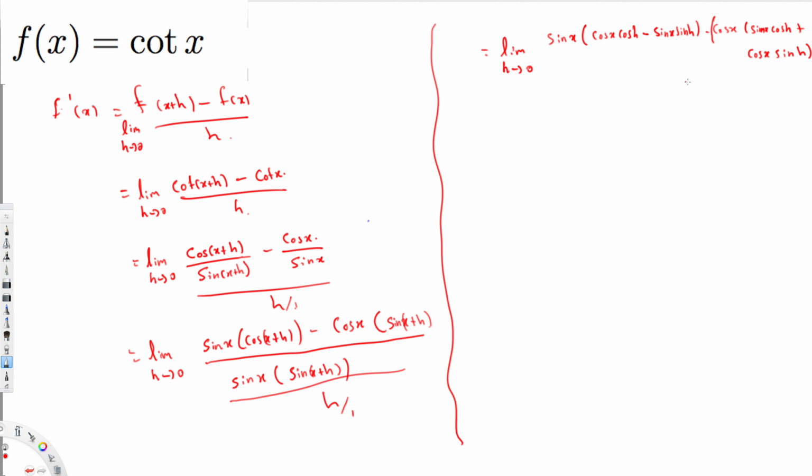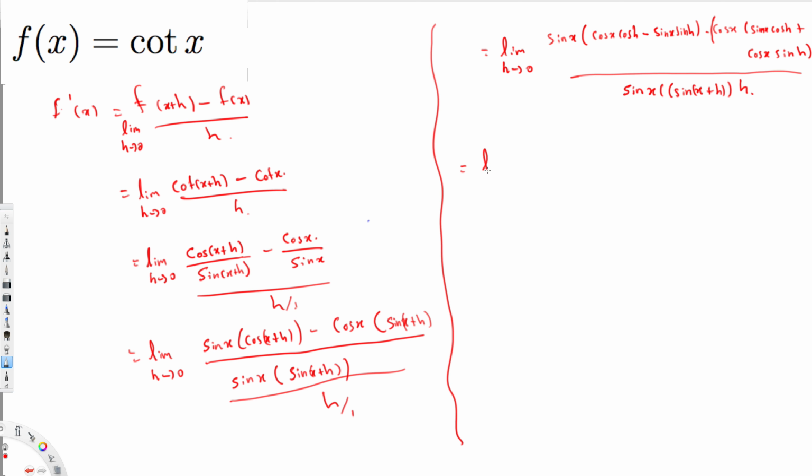Then we have to write the bottom also. Since this h over 1 is here, we can bring this h together with this one, so both are in the same place. You can think of it as bringing this down or taking this up, it's the same thing. So it's going to be sin x times sin of x plus h, times h. Then let's simplify.